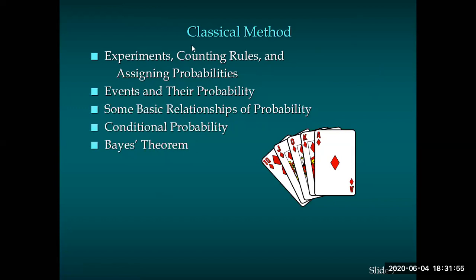So in the classical method, frankly, there's a lot of theory involved. And I guess at times, from my previous experience, most of the students are stuck here. They do not fully understand the concept of experiments and then the counting rules, especially. Events and their probabilities become relatively simpler, and then the relationships or some laws of probabilities are discussed, then the conditional probability and the Bayes theorem. So these are the topics that are covered in the classical method.